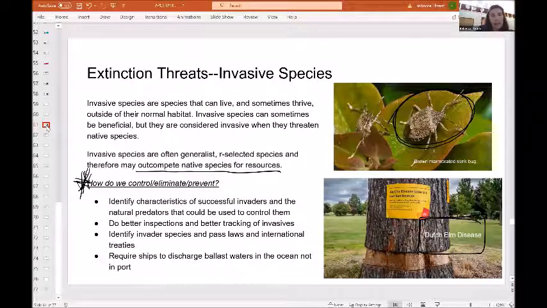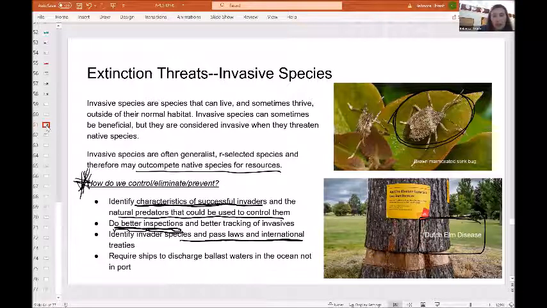So one of the things that we can do is identify what could potentially make an invasive species successful, and then maybe use some natural predators to control them. We can also do much better inspections of goods that are coming into our country to make sure that invasives aren't accidentally hitching a ride. If we also work internationally to pass laws and treaties that ban the sale and trade of certain species, that could help. And then for aquatic invasives, we can require ships to discharge their ballast water in the ocean and not in the port, because that's kind of how we got zebra mussels, taking water from other parts of the ocean and then dumping it here where they don't belong.